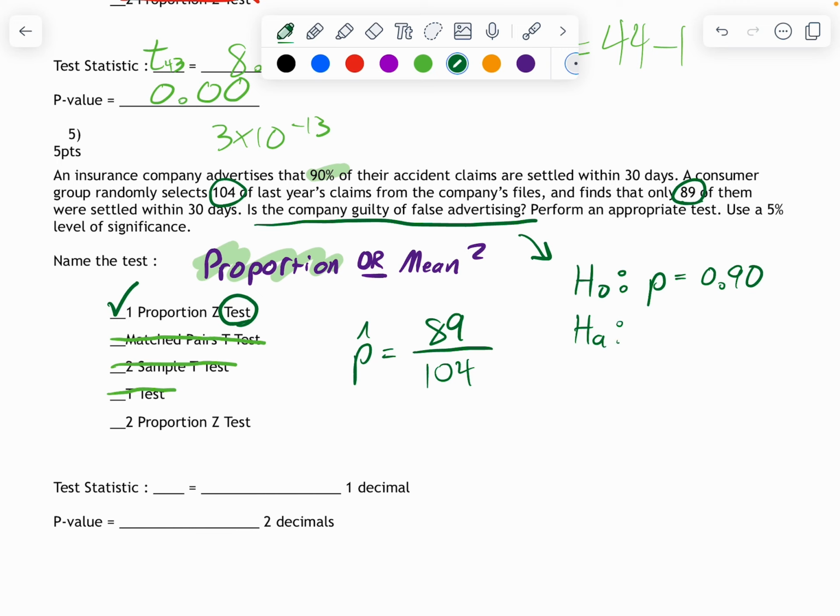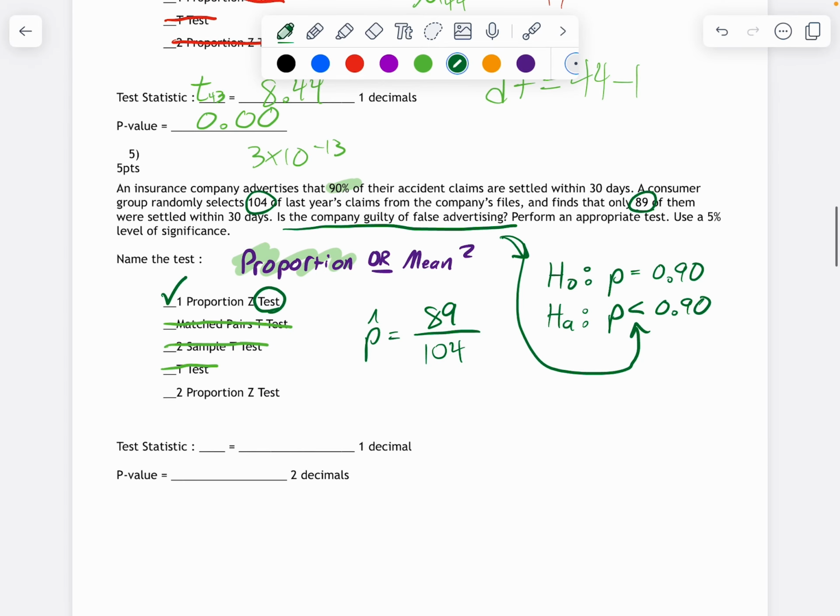The alternative, if they are false advertising, which way would that be? Would that be less than or greater than? Well, nobody would complain about the company if they settled more than 90%. They would only be upset if it was less than 90%. False advertising leads me to a less than there.